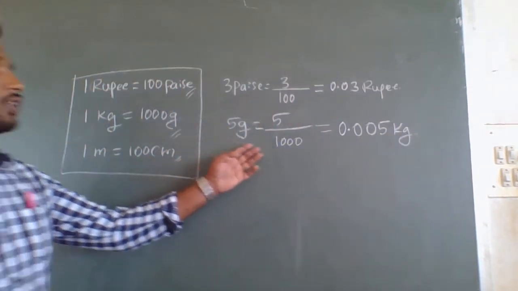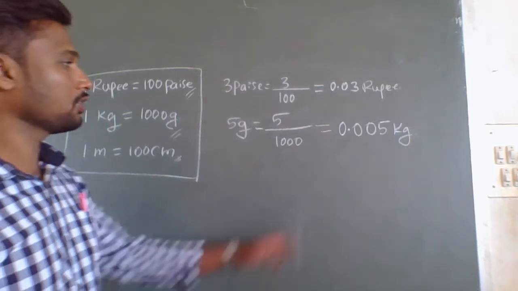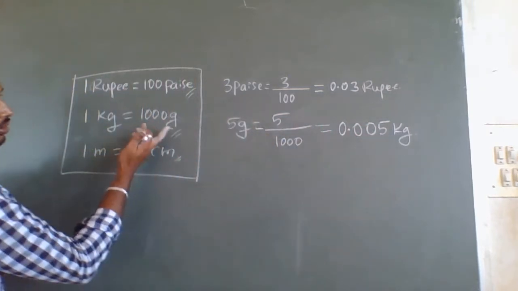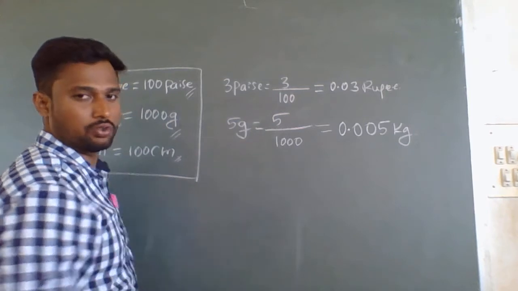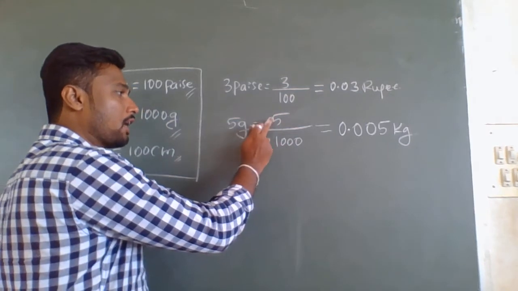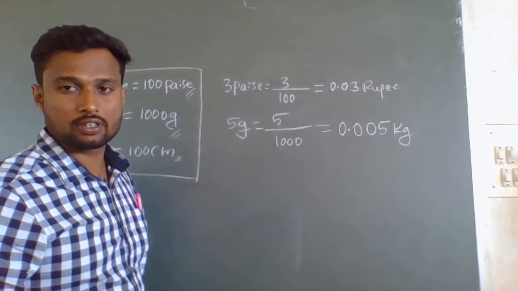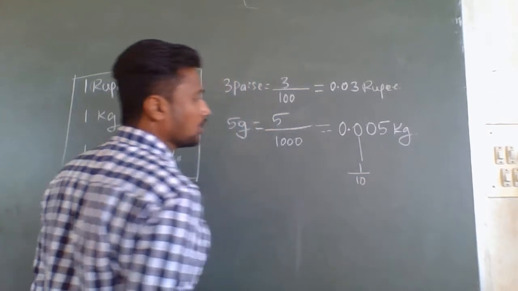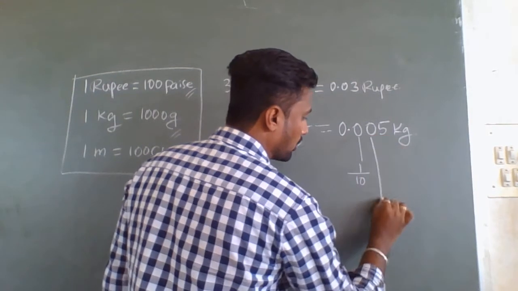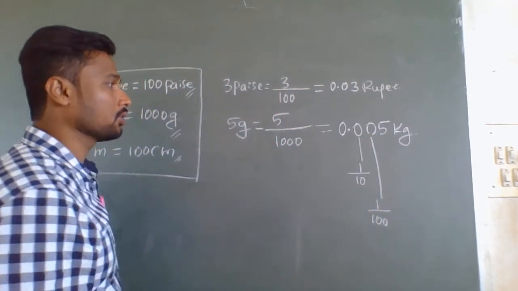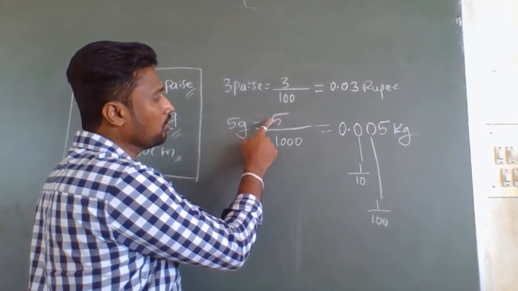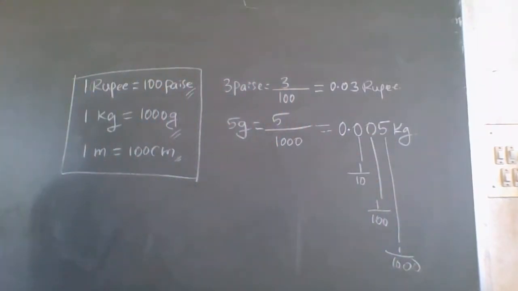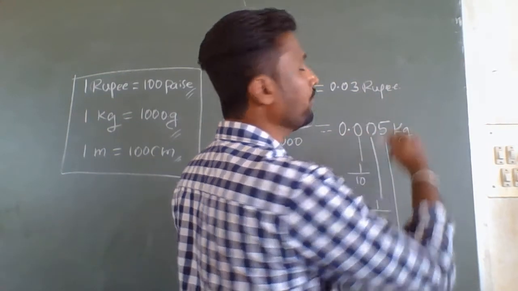So 5 gram equals 0.005 kg. Here you can see 5 gram is being converted to kg. We know that 1000 grams is 1 kg, therefore we have written 5 by 1000. I have to write this 5 at the 1 by 1000 position. So 0 point, after the decimal point the next position is 1 by 10th, so we write 0. After this the position is 1 by 100, so we write 0 again. Where do we write the 5? At the 1 by 1000 position, the next position. So 5 gram equals 0.005 kg.